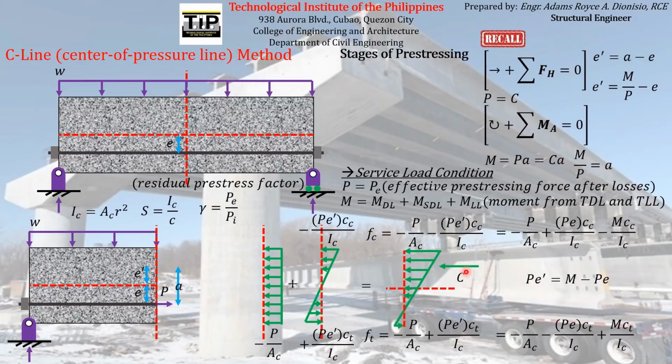So that is how the formulas for the C-line method or center of pressure line method are derived. Again, these are the formulas for the C-line method or center of pressure line method. It is called the C-line method or center of pressure line method because we are just focusing on this C line, which is the total compressive force acting on the concrete element.